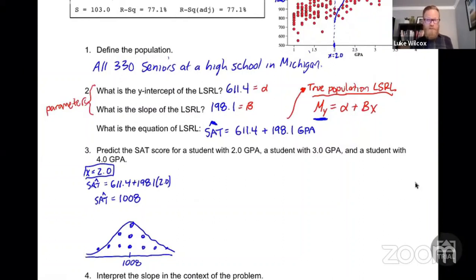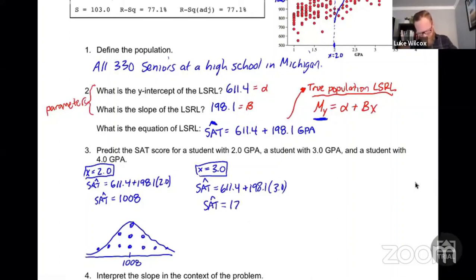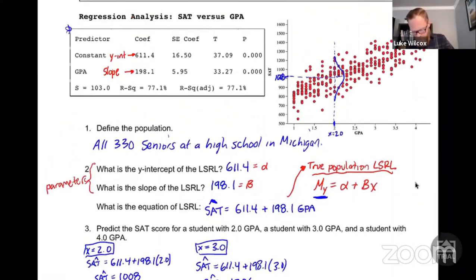Now, we're going to use some similar reasoning for the next student, which is the student that has a 3.0 GPA. And we can start by plugging in that particular X value into the line of best fit. And I've done that calculation already. And it turns out that a student with a 3.0 GPA is going to have a predicted SAT score of about 1206.